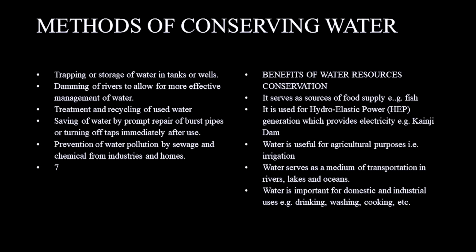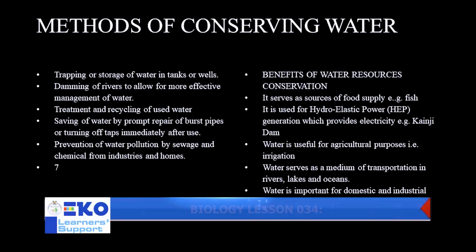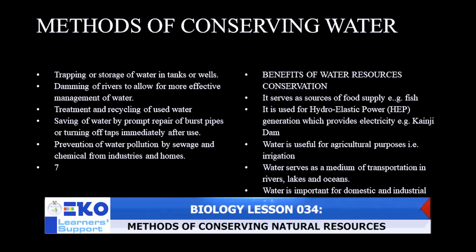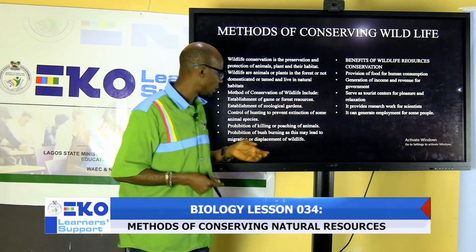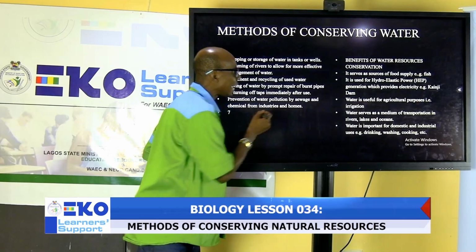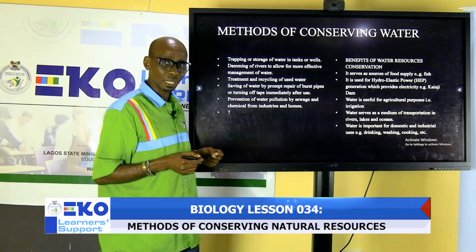Part of the way we can conserve water is by getting storage tanks, by damming our rivers, by treatment and recycling of used water, by saving water, or prompt repair of pipes that have been busted. Then prevention of water pollution by treatment of sewage before it is transferred into the rivers.